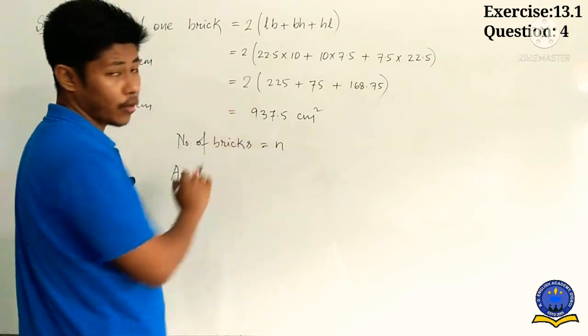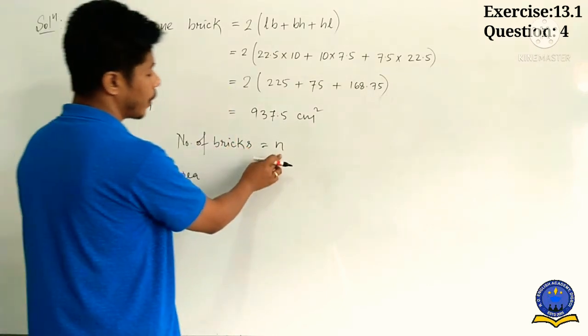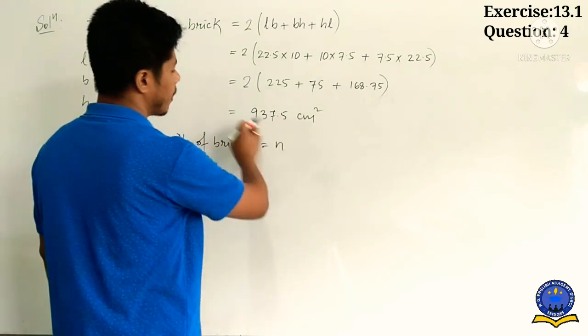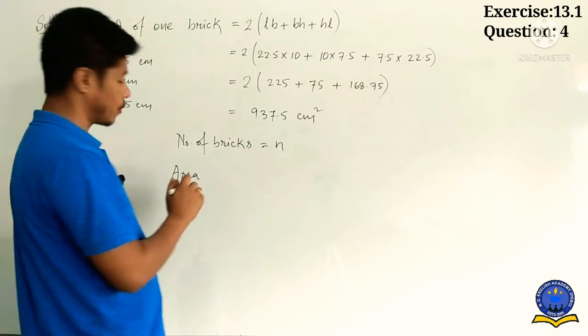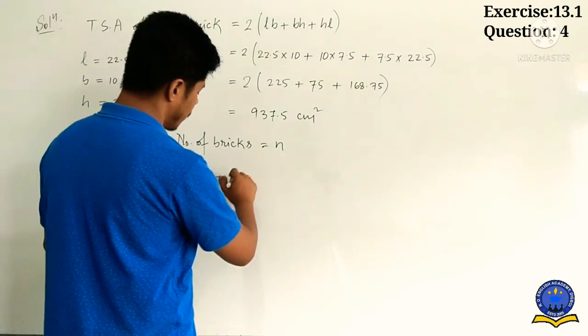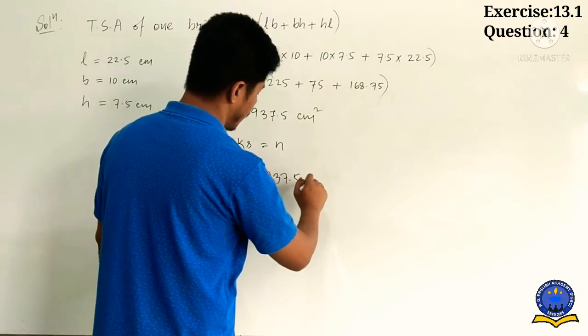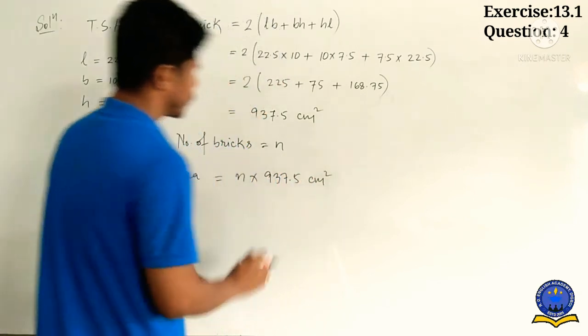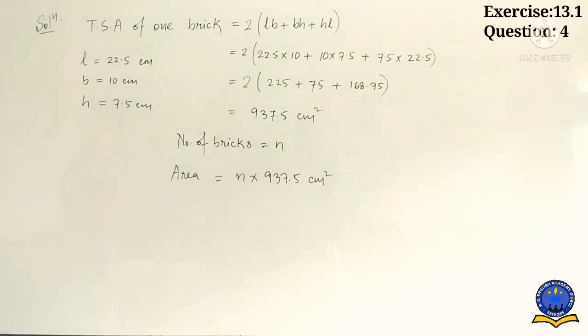The area of the total number of bricks, where the number of bricks we consider is n and the area of one brick is 937.5, equals n into 937.5 centimeter square. This one is the total area. Understood? This is the total area we have to find out.